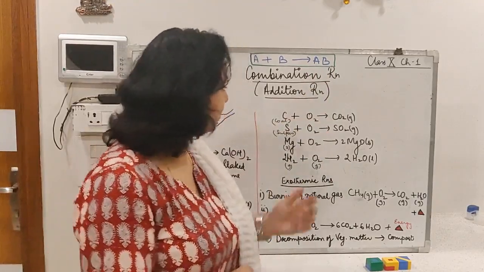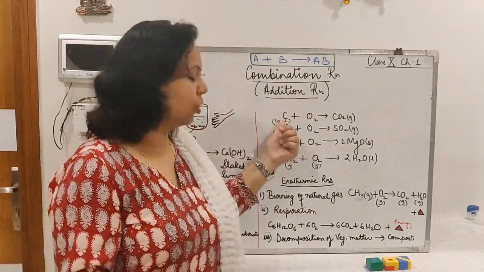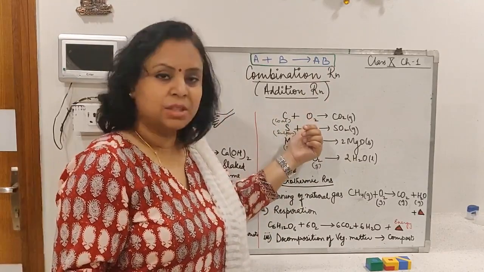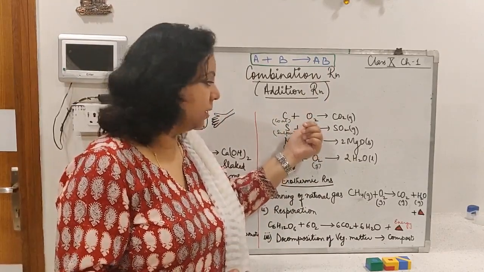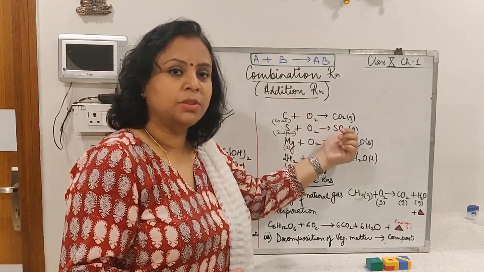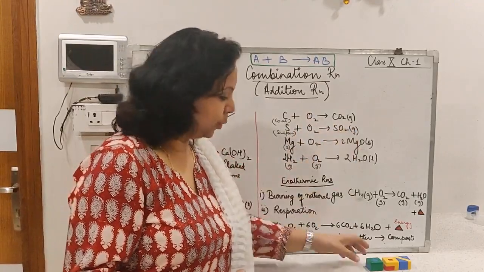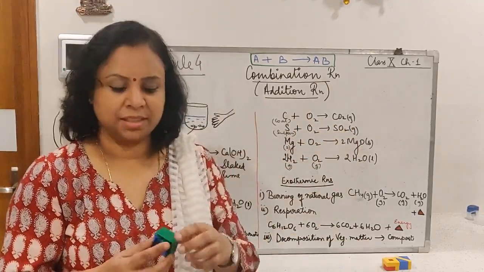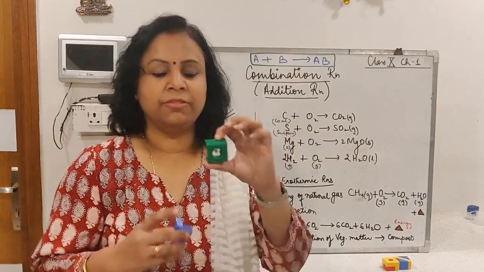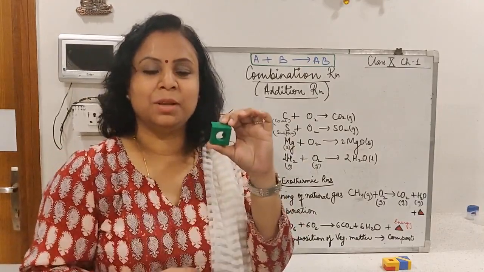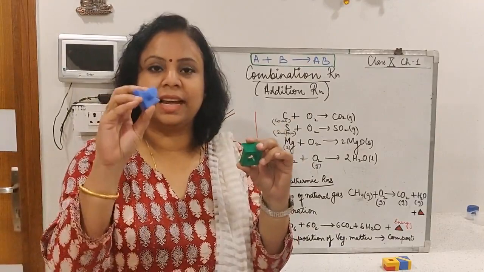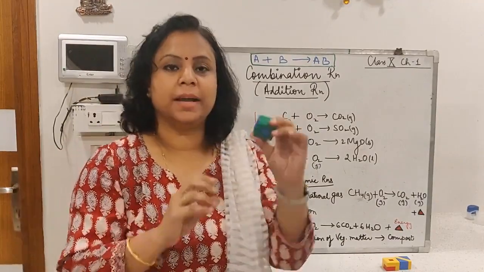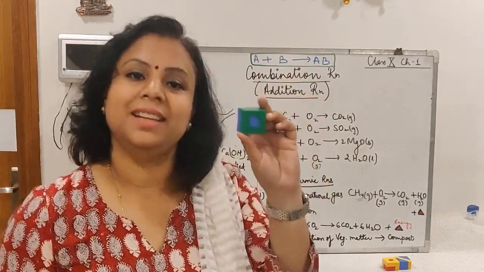For example, carbon or coal, when it reacts with or burns in the presence of oxygen, forms carbon dioxide. We can just assume if this symbol O is my oxygen and this is carbon, they combine to form carbon dioxide.